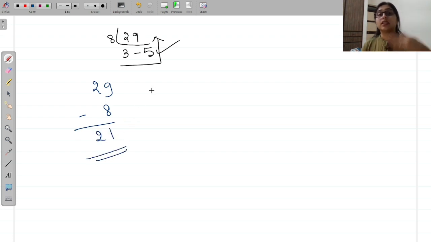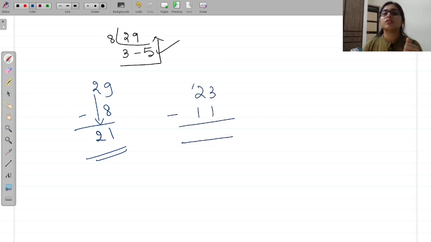Okay. What is the technique that we are using? We will see that also. 9 minus 8 is 1. Then you get this here. So if I take octal, 23 minus 11. This is the octal system. 3 minus 1 is 2, 2 minus 1 is 1. This is in octal. Directly I can subtract it like decimal.